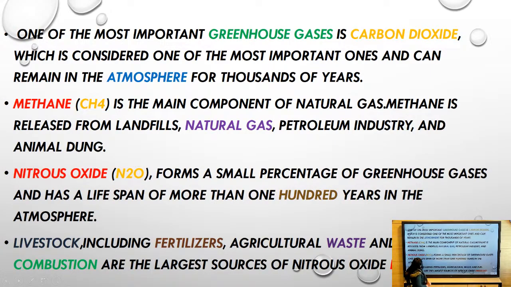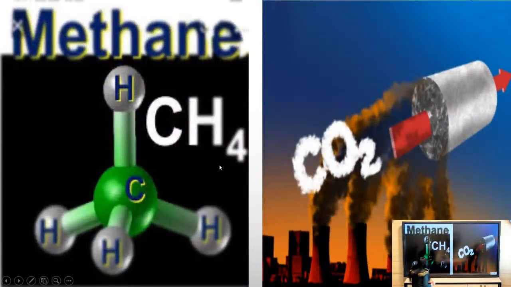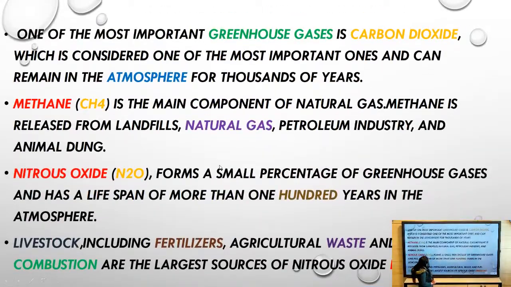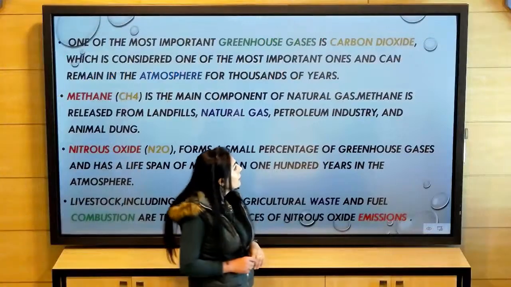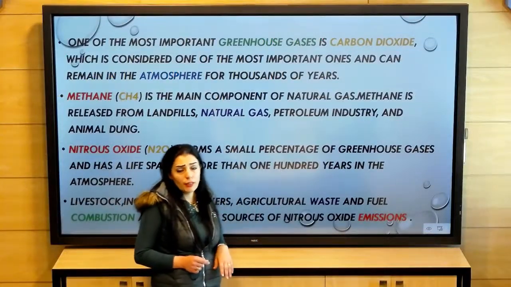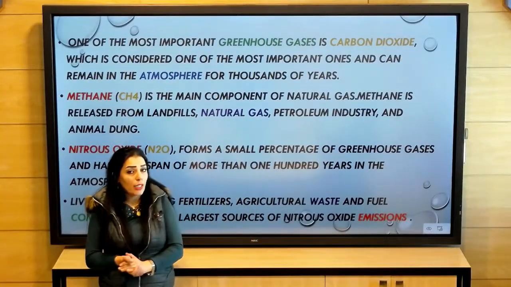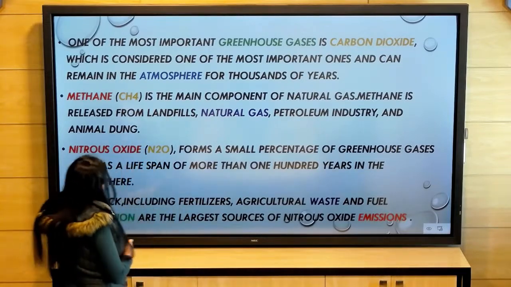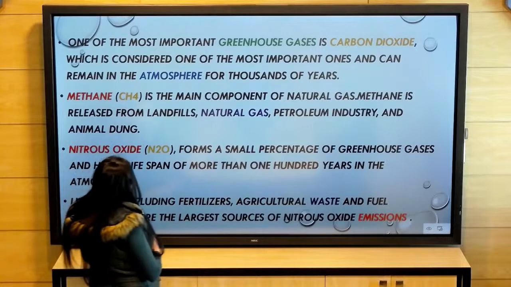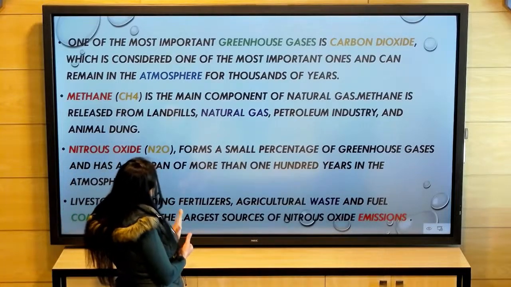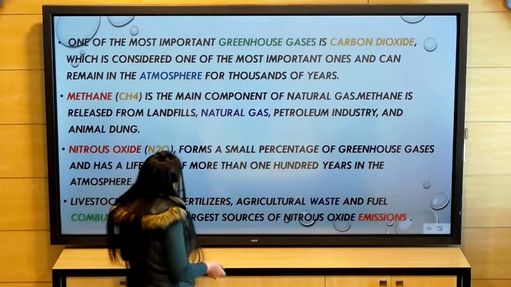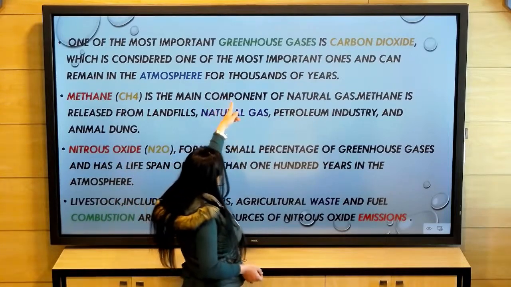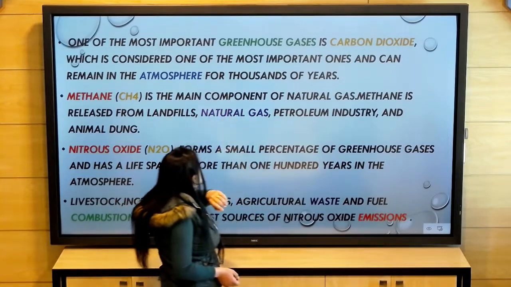One of the most important greenhouse gases is carbon dioxide, which is considered one of the most important ones. So we have an example about greenhouse gases, and it's carbon dioxide. It's the most important gas and can remain in the atmosphere for thousands of years.